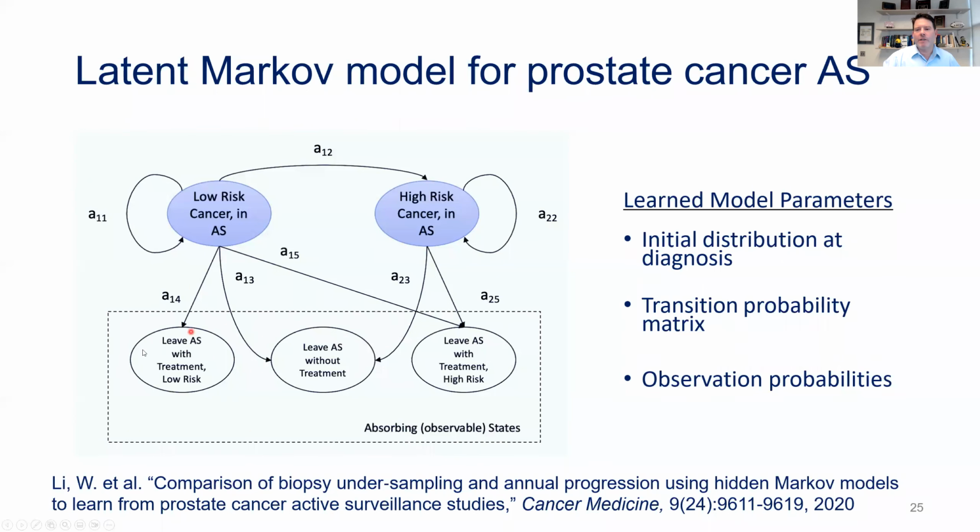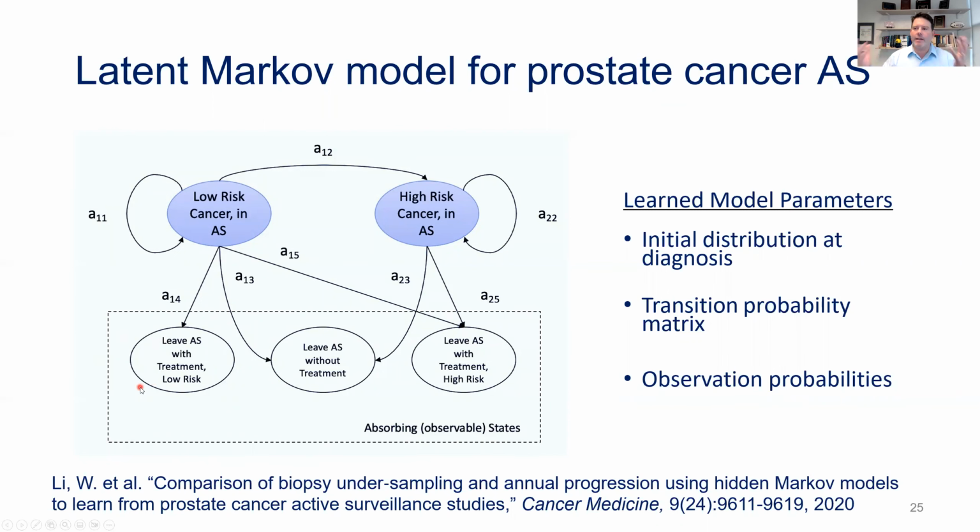So there are patients who are leaving active surveillance with treatment with low-risk cancer. They're doing something that they're not recommended to do, but of course that's up to them. You can't stop patients from doing that. They're leaving active surveillance without treatment, so they're disappearing from follow-up, or they're leaving active surveillance with treatment for high-risk. And if you ignore these states, you're ignoring a lot of the information that's available.